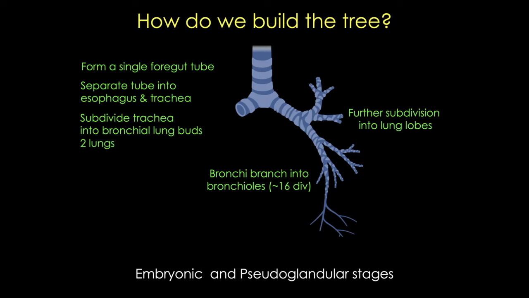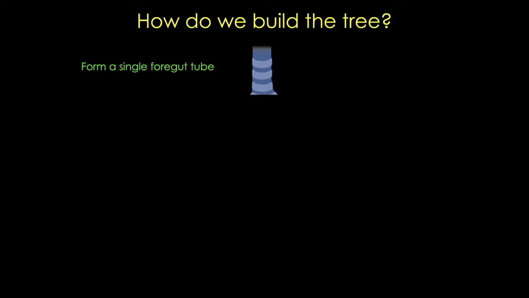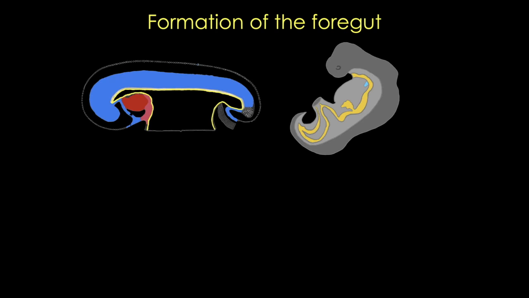So we're going to start at the top with formation of the foregut. So here you see two cartoons, both sagittal sections of embryos, both showing the primitive gut in yellow, which extends from the oropharyngeal membrane to the cloacal membrane, so essentially the primitive mouth to the primitive anus.